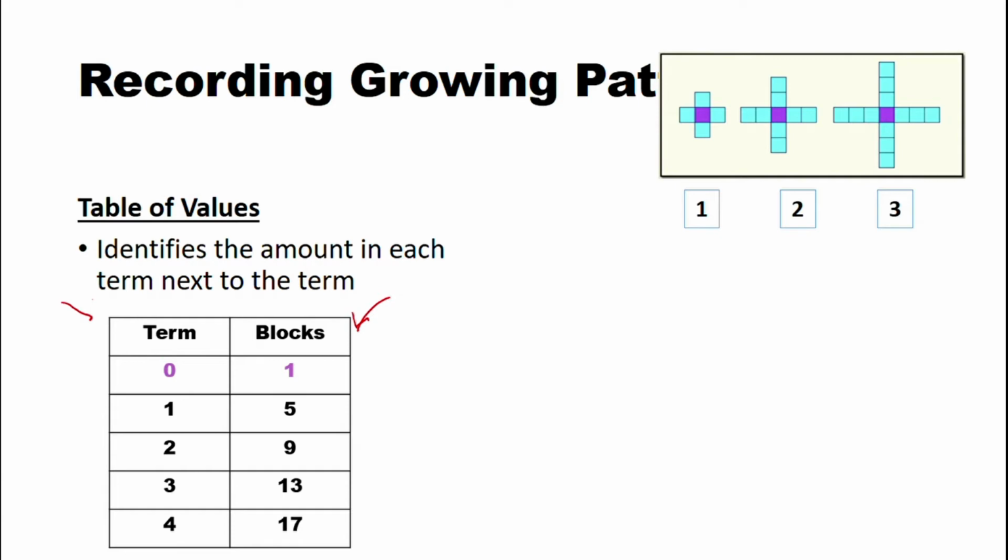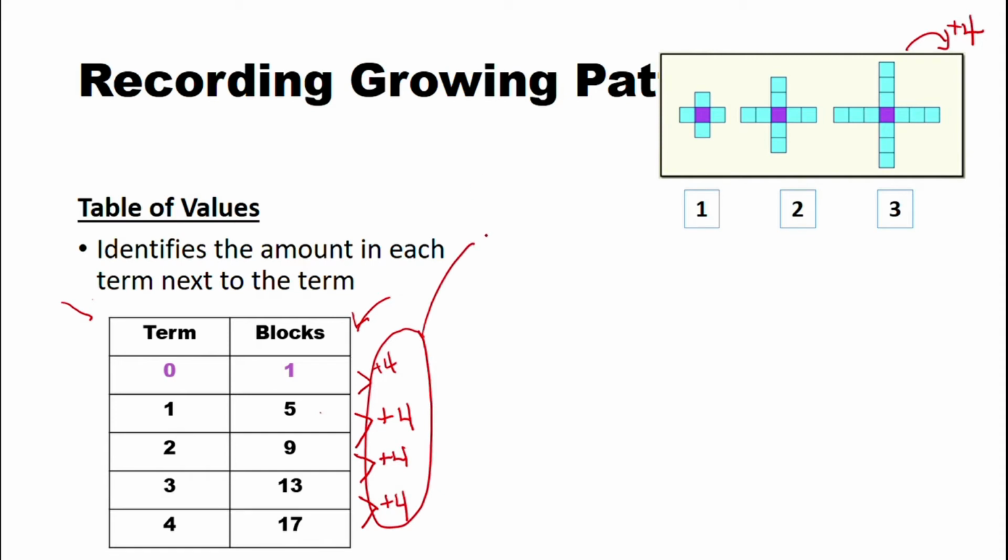So in this pattern, we see that in term 1, it has a total of 5 blocks. In term 2, it has 9 blocks. Term 3 is 13. And if we had a 4th frame or a 4th term, we would simply add 4 and we would have 17 blocks. So when I'm using a table of values, what I like to do is really identify on the side how it's growing, because sometimes I won't have that visual representation. So here I'm seeing that's +4, this is +4, and this is +4, and it'll keep on going the same. That's what makes it a growing pattern. And these +4s, remember, that's our multiplier.